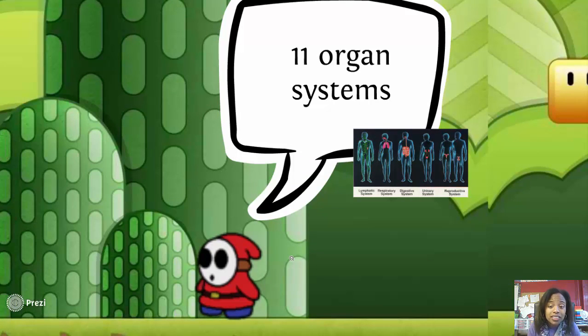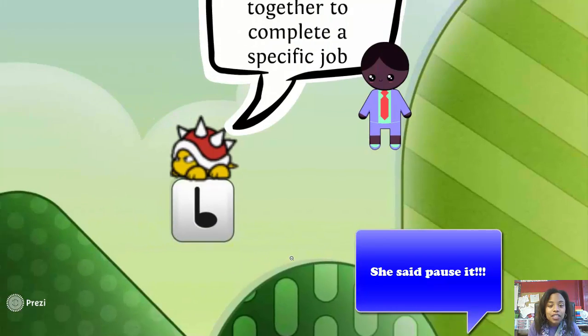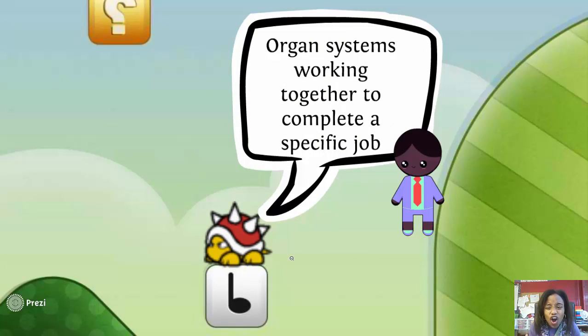Did you know that the respiratory system is the organ system that helps you breathe? Go ahead and pause it and fill it in your notes now. Make sure you're pausing it. Good job. All right. So, what happens when all these 11 organ systems in your body work together? Well, they create you, the organism.